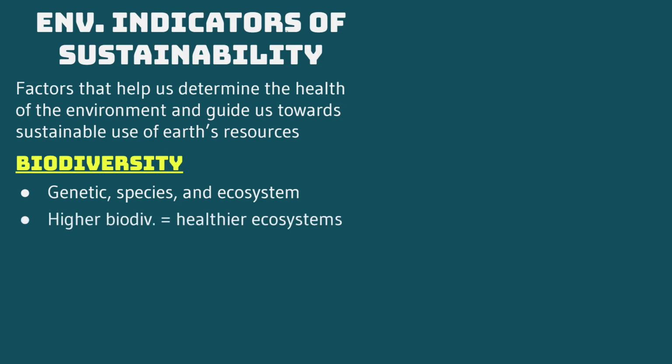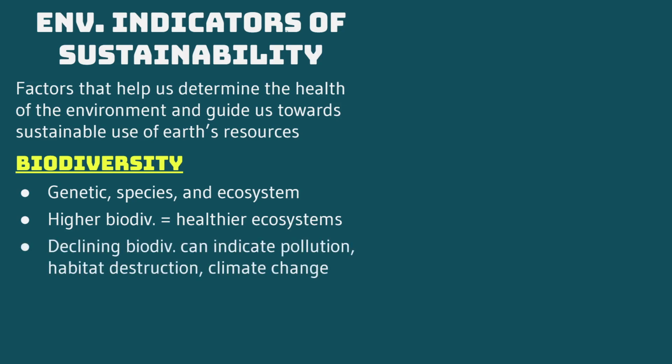Higher biodiversity is going to be indicative of a healthier ecosystem. Remember that genetic diversity makes populations more resilient and resistant to disruption. Species diversity gives more roles to the ecosystem and makes it a more complex and interconnected food web. Ecosystem biodiversity just provides a wide array of habitats for organisms. Declining biodiversity can indicate pollution, habitat destruction, and climate change. So declining biodiversity is an indicator that our actions on Earth are not sustainable.